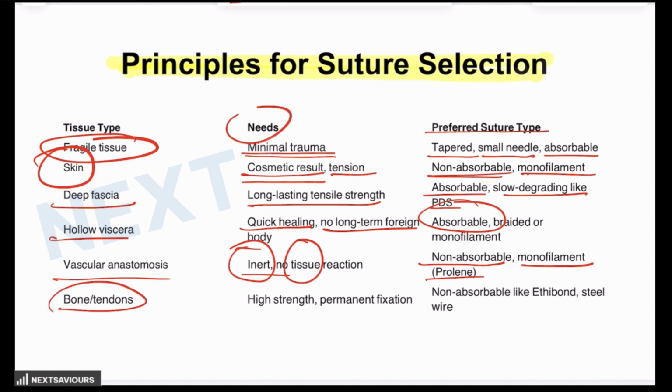And for the fixation of the tendons or the tendons to the bone, the suture that is required should be having a very high strength, very high tensile strength, and to some extent would be providing a permanent fixation. So non-absorbable like polyester or stainless steel wires are used as a suture material for the fixation of these.